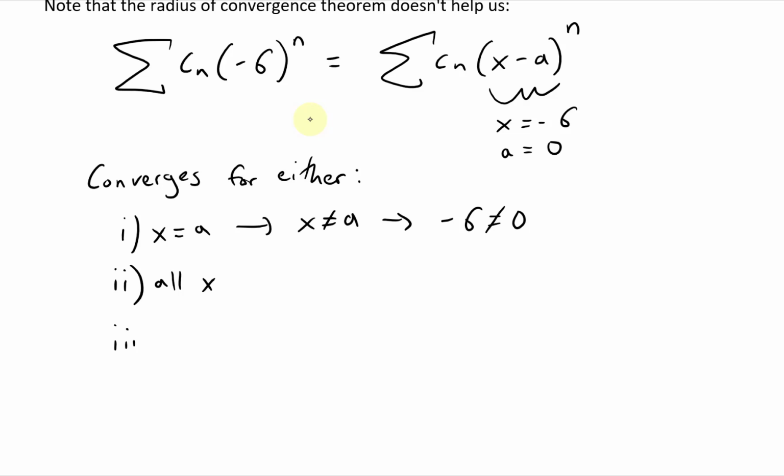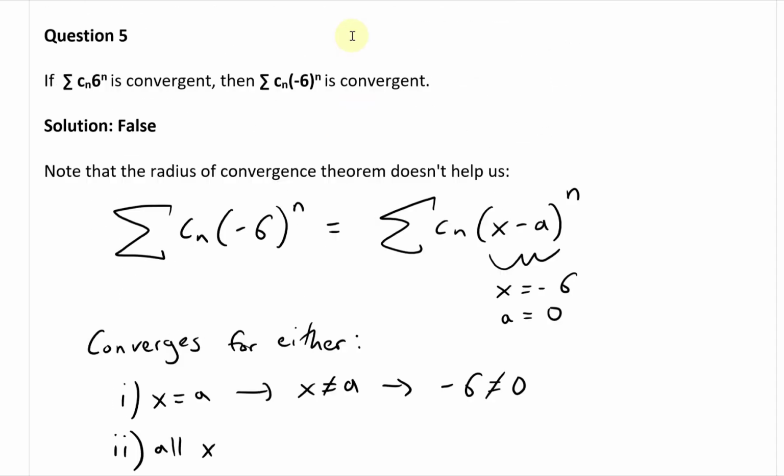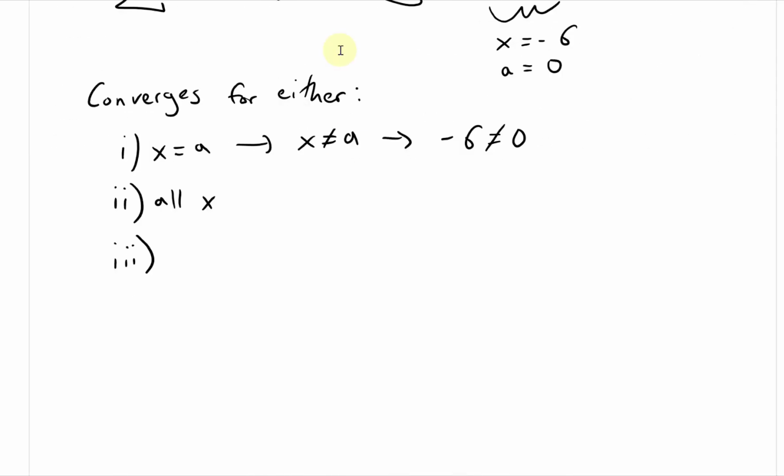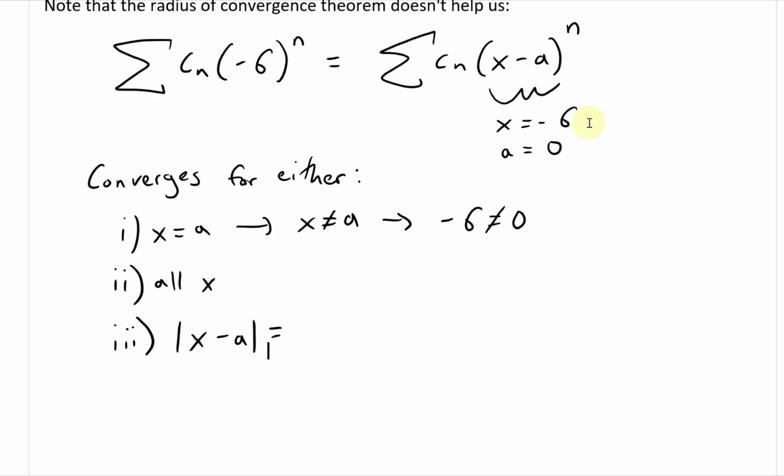And then we have the other case. It could also be this one here, where we have the absolute value of x minus a. The number has to be less than r, the radius of convergence. And in our case, this equals negative 6 minus 0. This just equals the absolute value of negative 6, which equals 6, less than r.